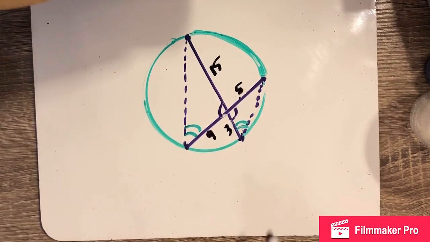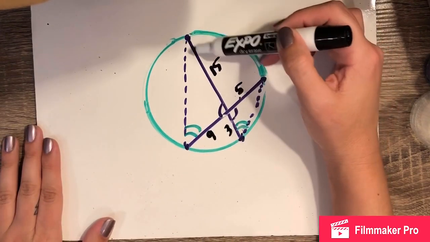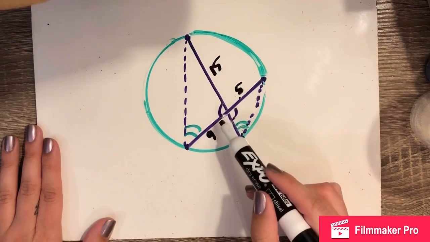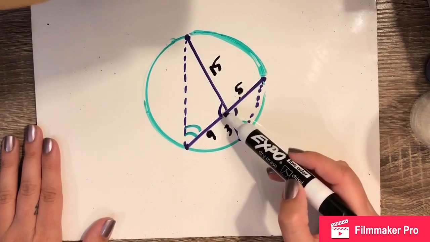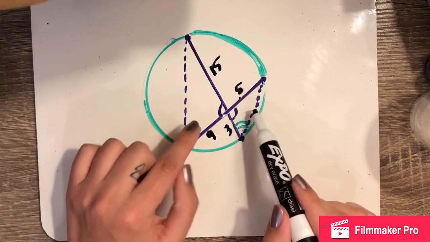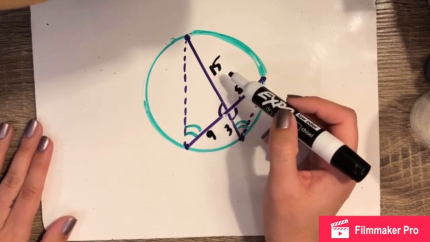So let's say that I know some of these segment lengths. In this larger triangle, I know that this segment has a length of 15, and this segment has a length of 9, and in the smaller triangle, I'm given two lengths, 5 and 3. Now, because these are similar triangles, I know that I can set up proportions to show their similarity.